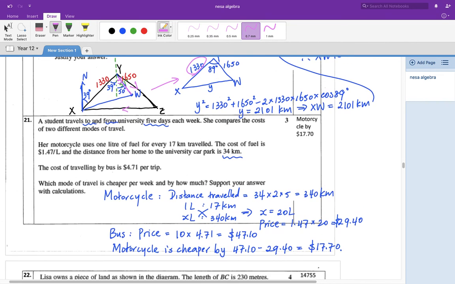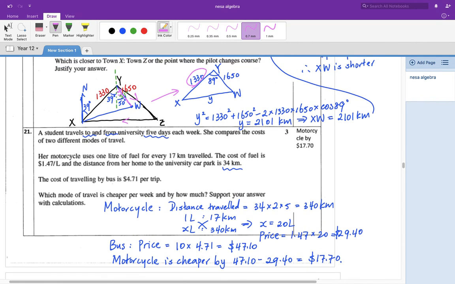Alright, question 21. It says the student travels to and from the university, so that means they're commuting. So they make the trip 2 times a day, for 5 days a week. So you have to times this by 5. They actually do this commute 10 times in total.